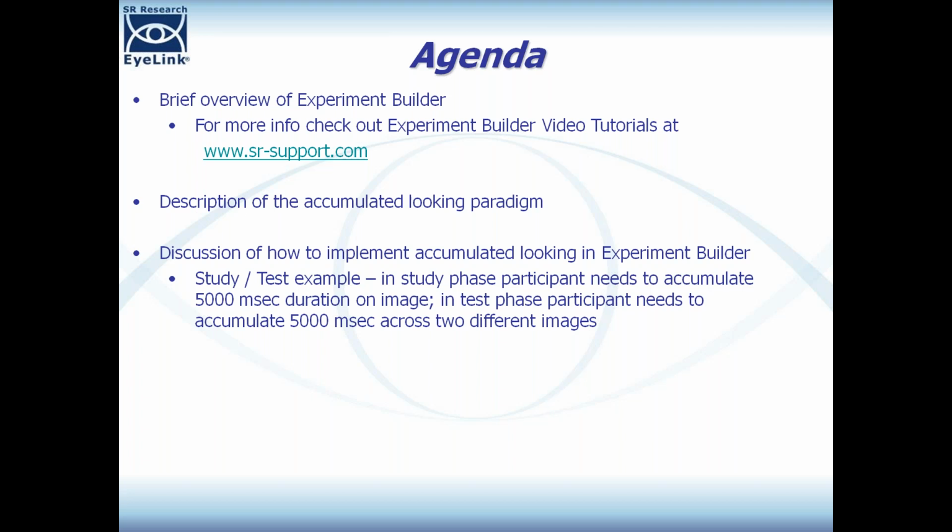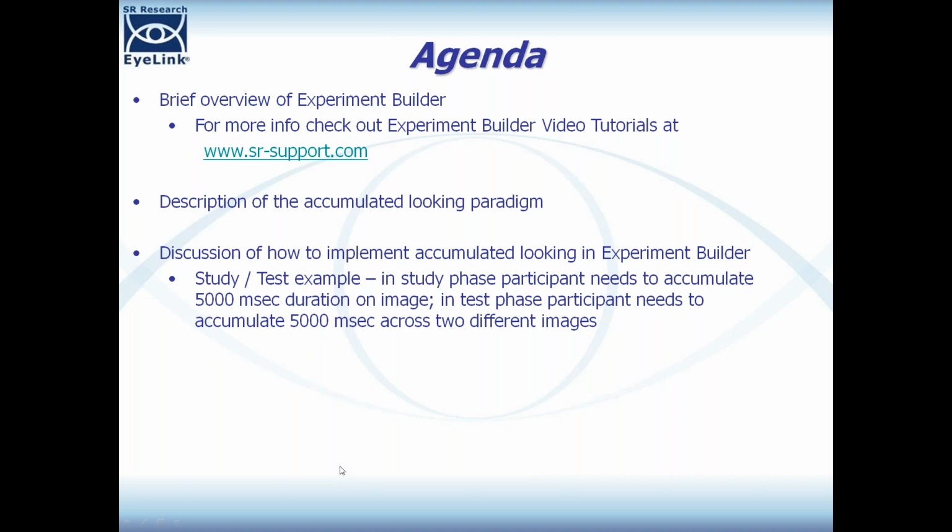And so basically in the study phase, the participant needs to accumulate 5 seconds of gaze on the study image. And then in the test phase, the participant will be presented with 2 images and they need to get 5,000 milliseconds of gaze across the 2 different images. So we'll get into the details of that.